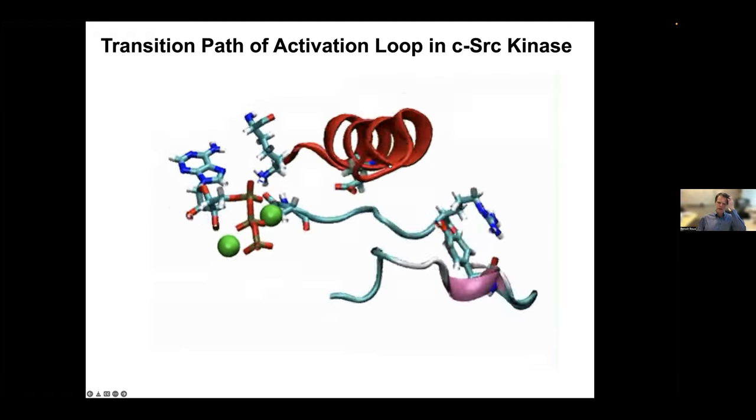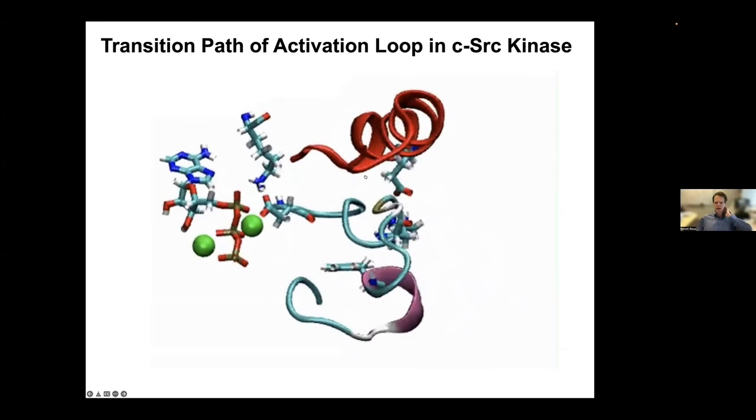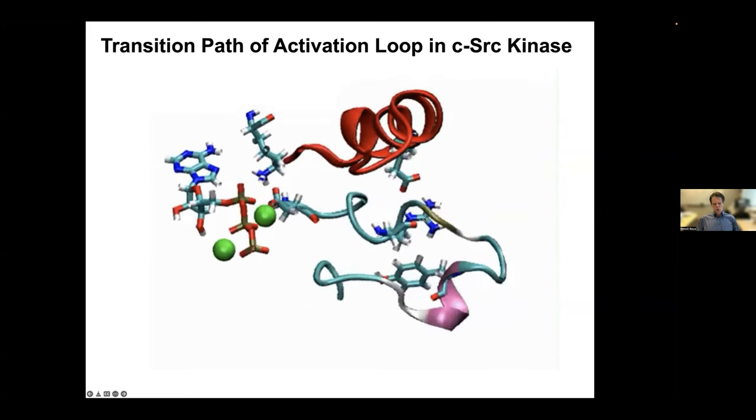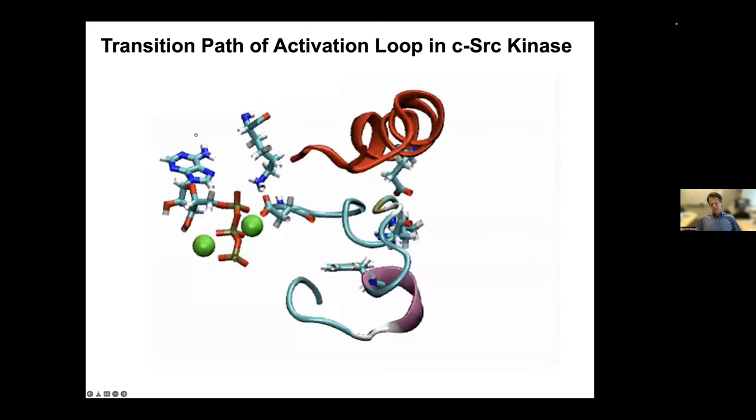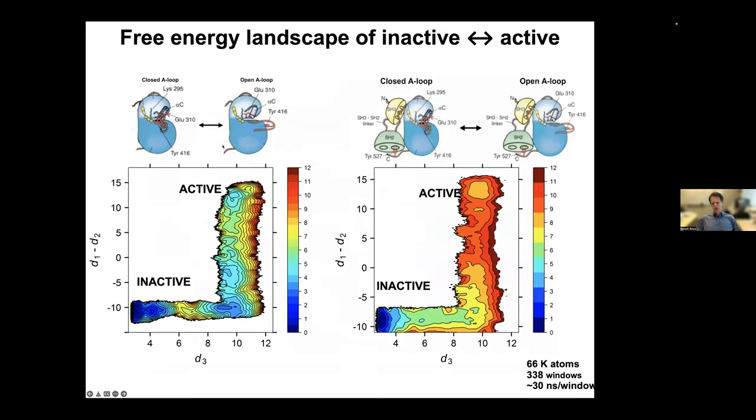This was done by a graduate student in the lab, the first time we applied the string method to a protein. And then, inspired by the string method, we were able to pin down two collective variables that best capture the entire reaction. And from that, we were able to compute a potential of mean force with umbrella sampling from the inactive to the active state.